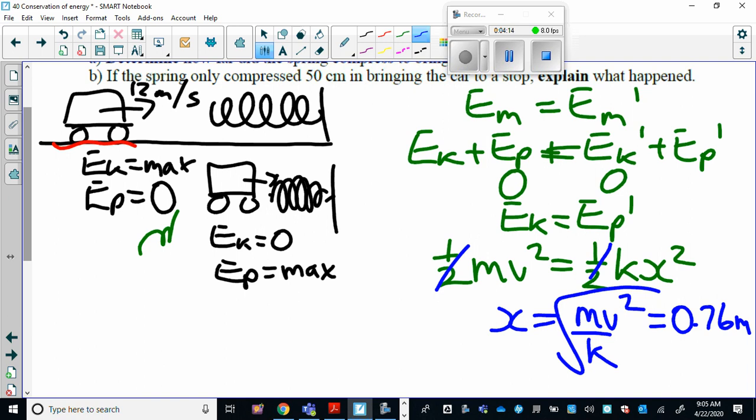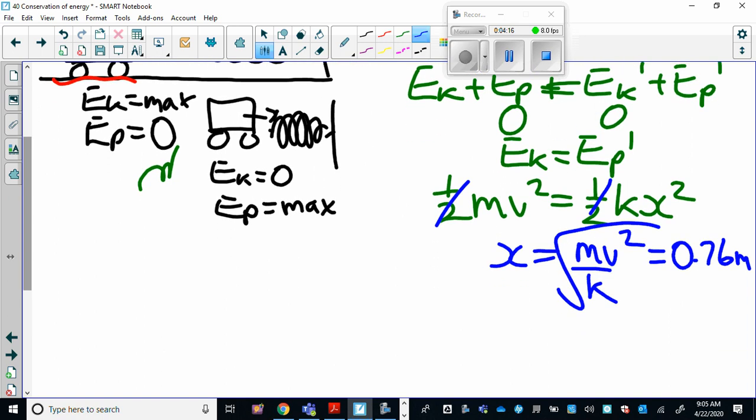All right, B is a more realistic question because what it says is, for B, the spring only compressed 50 centimeters. It didn't compress 76 centimeters, it only compressed 50. So what happened? Well, clearly some of the energy was lost. Where was it lost? It was lost in friction or heat and sound. So in the real world, energy is conserved, but it's not going to be as easy as it all being converted from this form to this form, or 100% of it. Some energy is going to be lost somewhere. So it's lost in heat and sound.